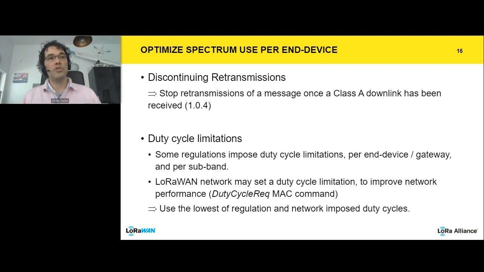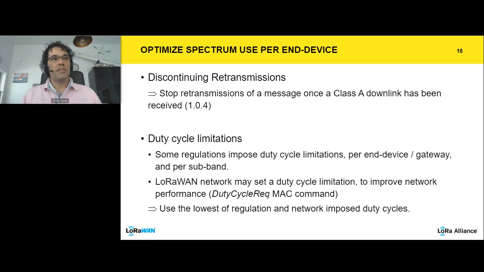The third thing is to stop retransmission once a downlink has been received, since a class A downlink can only be received once an uplink has been successfully processed by the network. Of course, it means that there's no need to retransmit that uplink because it's been received for sure. So an end device needs to stop the retransmission of a message once a class A downlink has been received. So that's mandatory in 104. It was a recommendation before, but we strongly recommend that it's always the case.